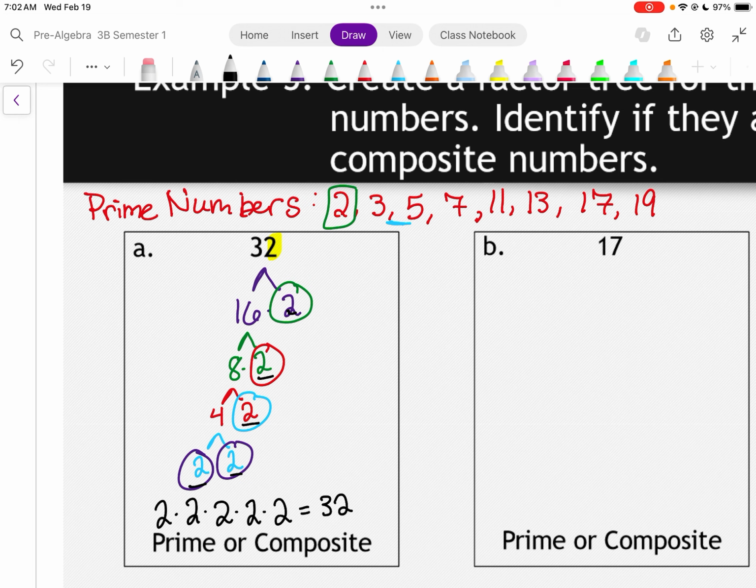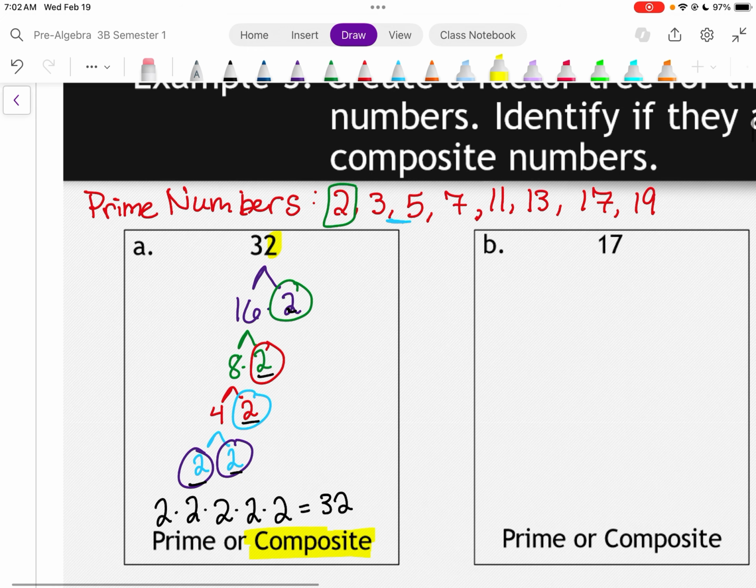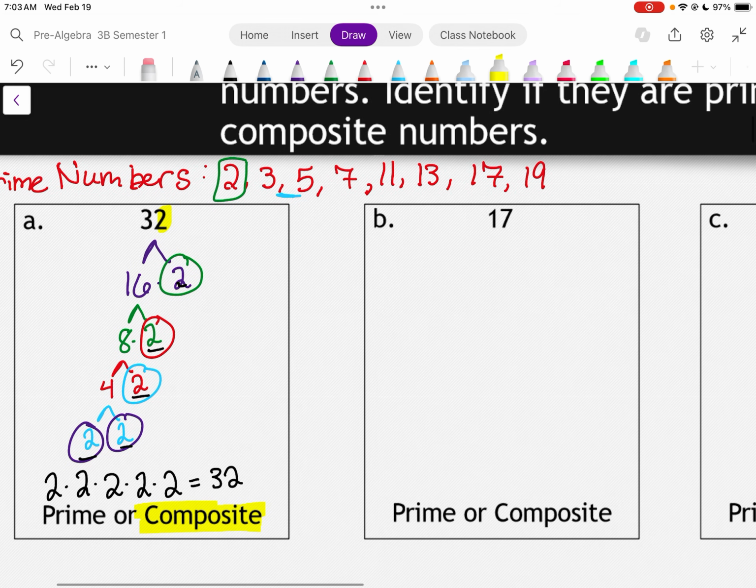And if we look, is this number prime or composite? Hopefully you're thinking composite because it had more than 2 factors, 1 and itself. So that makes it a composite number. The reason we're going over this is because it's going to be helpful when we start identifying the LCM. So if you can do a factor tree like this, you are going to be able to do your LCM. And then also next year in Algebra 1, it will help when you are working with radicals and square roots and stuff. So it is an important skill to know.